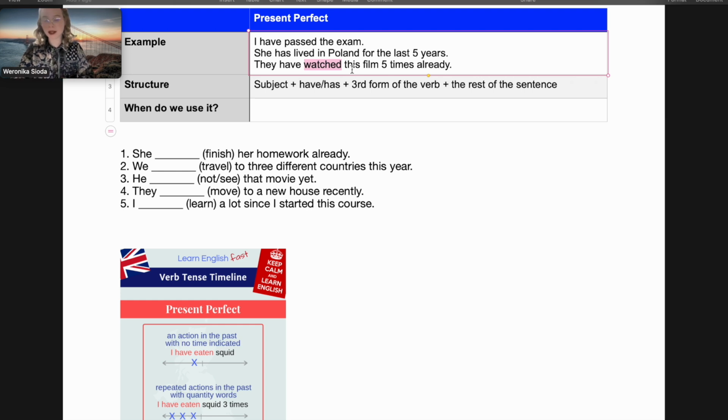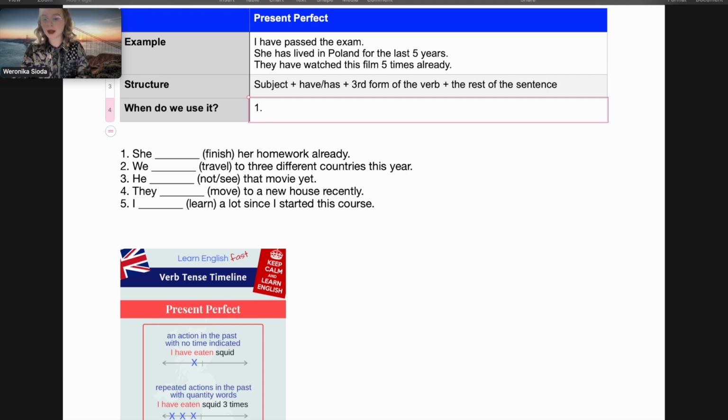That's also pretty easy. The first situation is when an action in the past has no time indicated. So if I tell you, I did my homework yesterday, I know when I did it. So I will simply use the past simple tense. I did my homework on Monday. However, if I do not tell you when, then I will have to use the present perfect tense. And I will say, I have finished my homework.